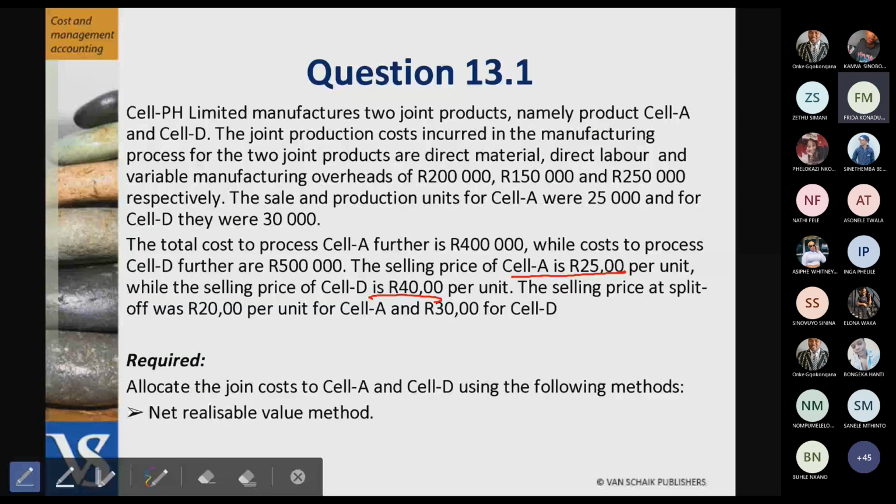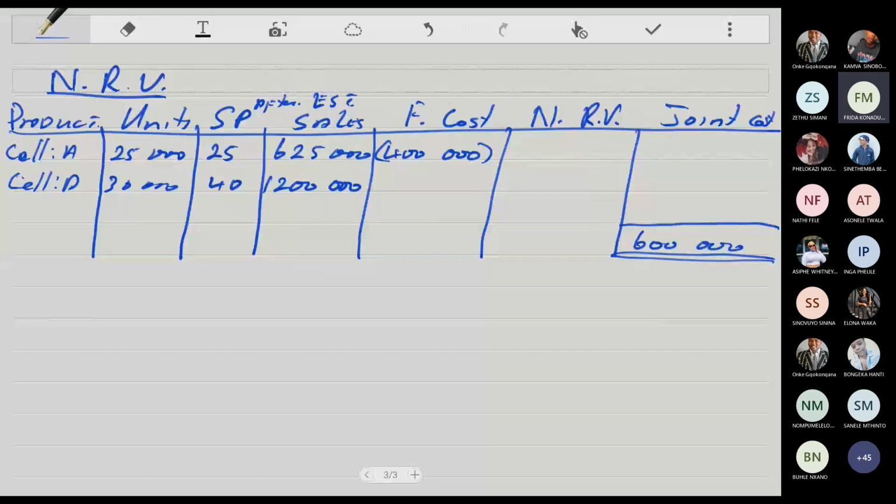We have to take out the further processing cost. If you look at that second breakpoint, the total cost to process sell A further is 400,000, while the cost to process sell D further is 500,000. So these are the figures that we have to take out. Thank you. 400,000 and 500,000.